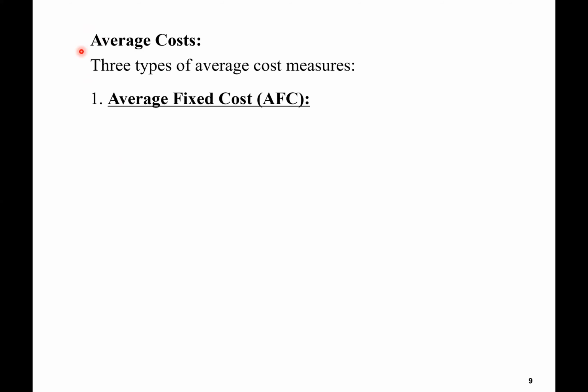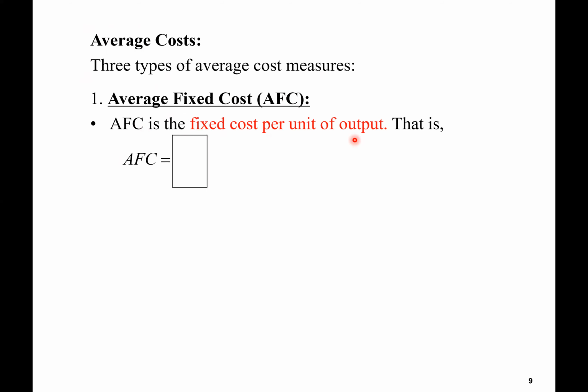The first one is average fixed cost, AFC. This one measures on average how much money you are spending on your fixed input. So AFC is basically fixed cost divided by output, per unit of output. If you think about the formula, it is very straightforward: AFC is just F divided by Q.